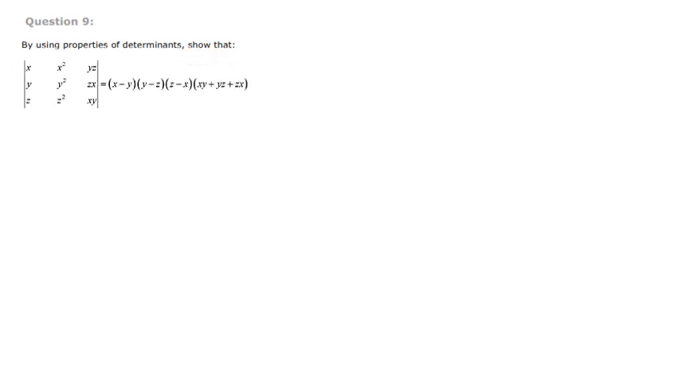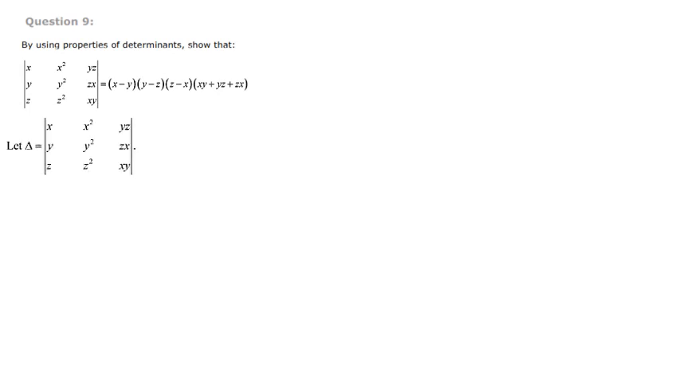Next, to move on to question number 9. The question is, by using properties of determinants, show that the determinant x, x square, yz, y, y square, zx, z, z square, xy equals x minus y into y minus z into z minus x into xy plus yz plus zx. Before starting the question, I would like to tell you one thing. This question is somewhat different, so please note this question and study. If you think that it is easy and we can do it normally, you will end up nowhere. So please mark this question and practice.